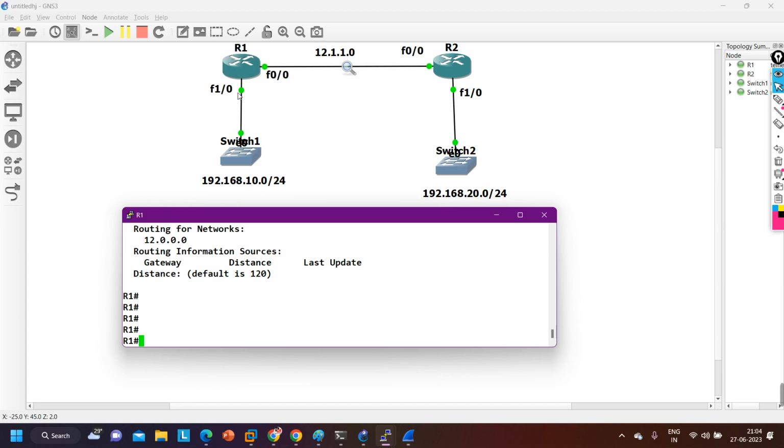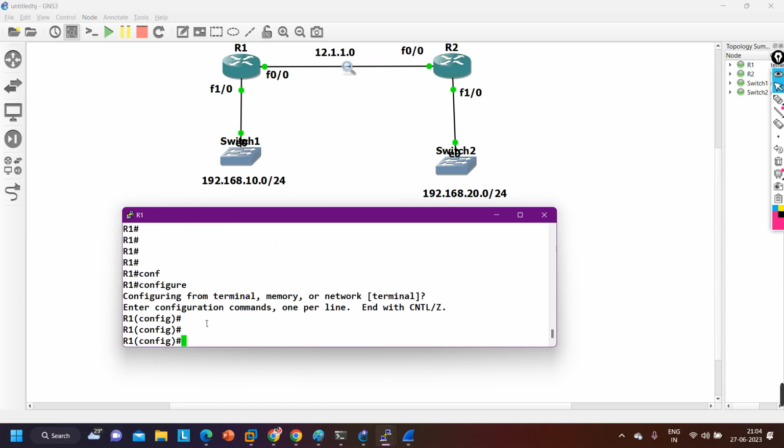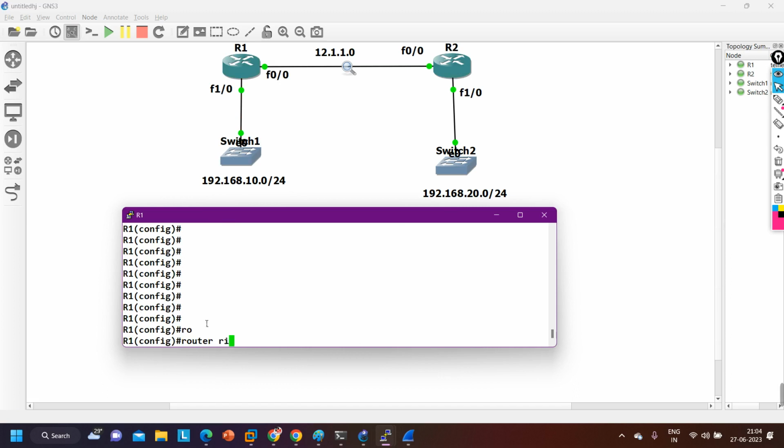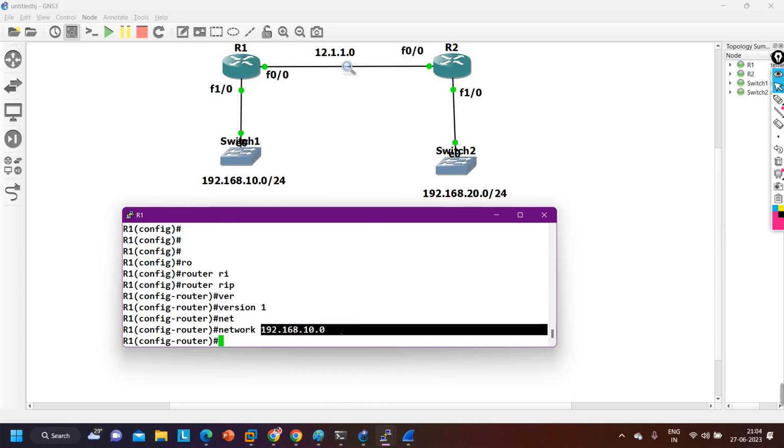If you do not advertise F1/0 in RIP, R1 will not include this network in the update message, so R2 will never learn this network. So I need to advertise this interface also. Router RIP, and this time I am going to define the version as well, version 1, and then network 192.168.10.0. It will look at which interface this network is running on. Okay, this one is running on F1/0. Let me enable RIP.